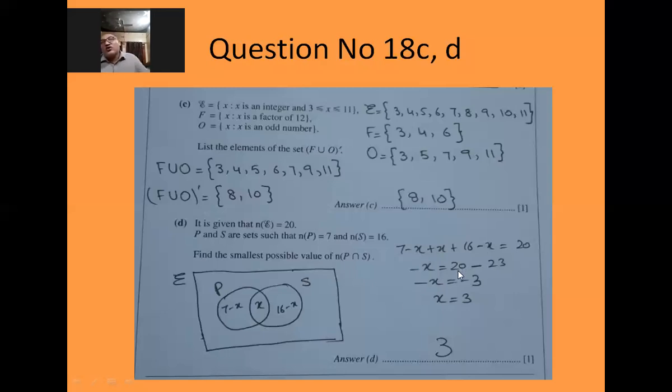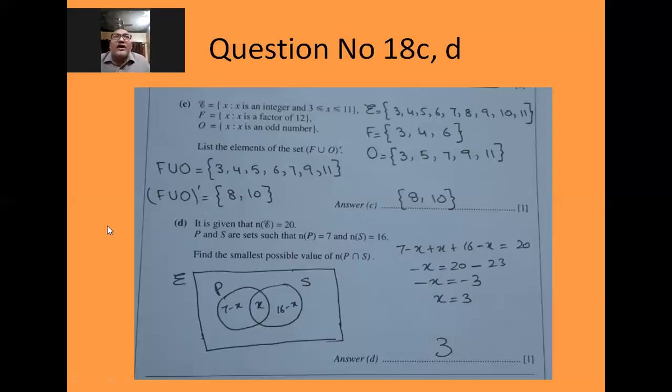So when it goes to the other side, it will become negative. So you will have minus X is equal to minus 3, and the minus will be cancelled, so X is equal to 3. So the smallest possible value of the members which are common to both P and S will be 3. So this is question number 18, C and D part. Hopefully you understand this.